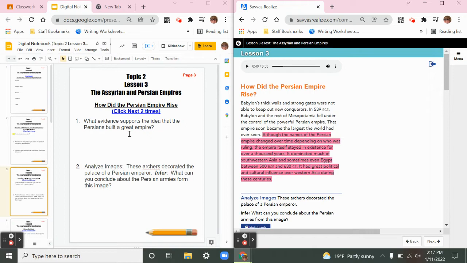Question number 1. What evidence supports the idea that the Persians built a great empire? Maybe the longevity of it, how long it lasted, you might want to look at. So in the pink highlighted text, you will find that answer.